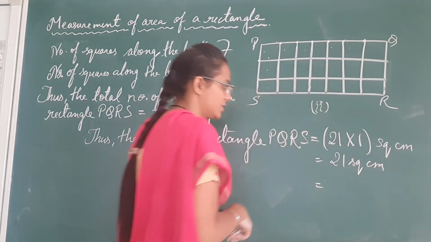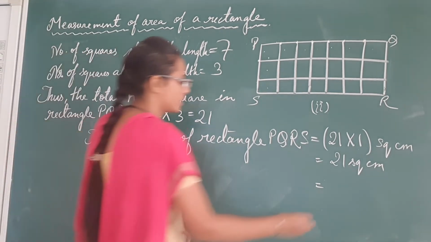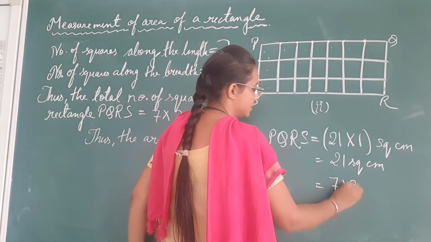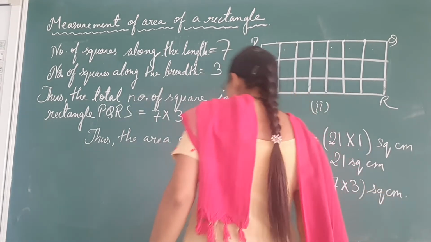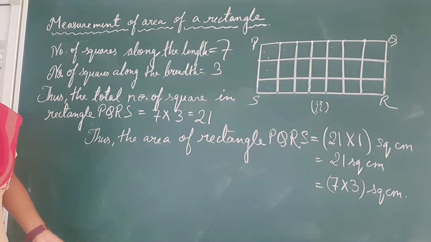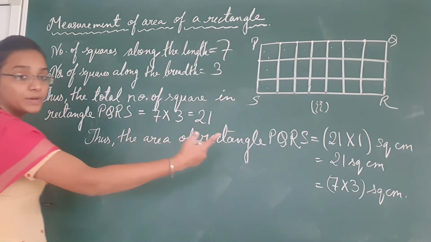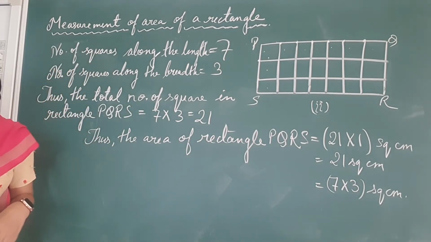Or else we can write directly 7 into 3 square centimeters. So from this we come to know that in figure 1, in both case 1 and case 2 we have seen that the area of a rectangle is equal to length into breadth, in square centimeters or units.